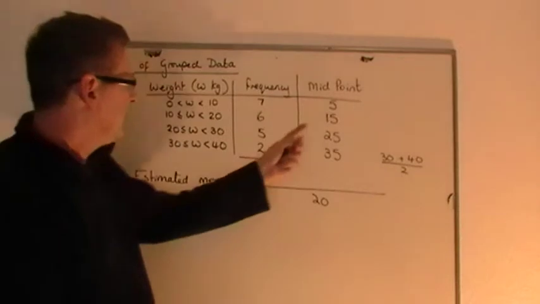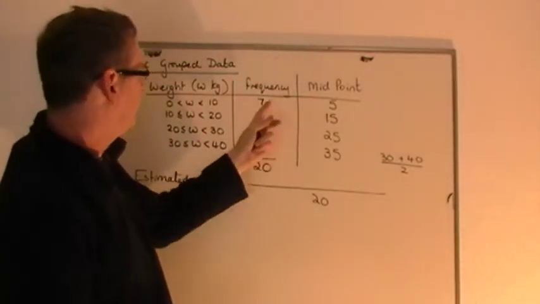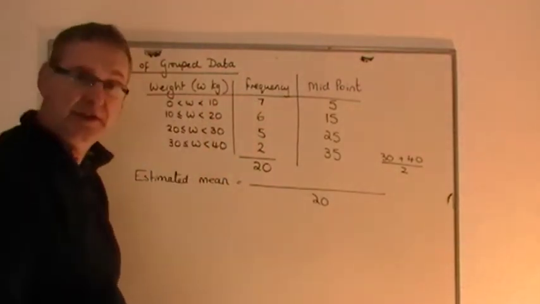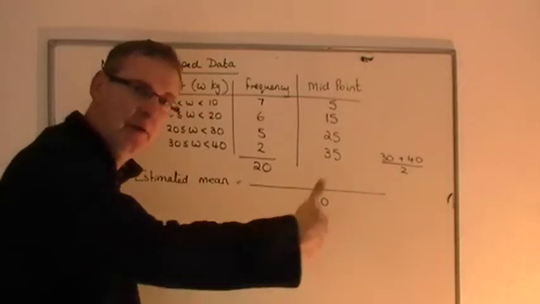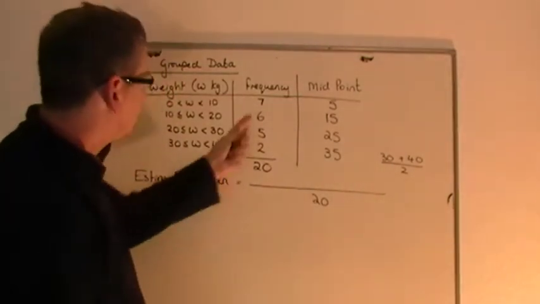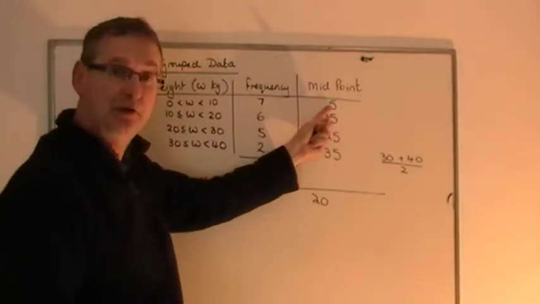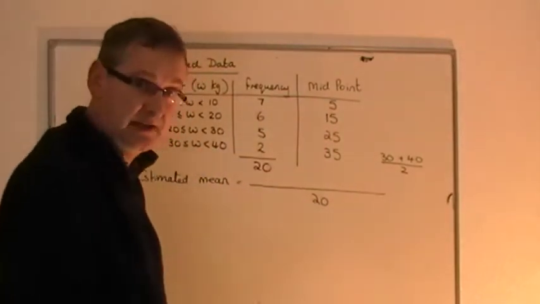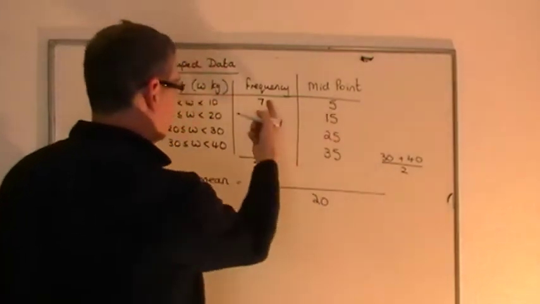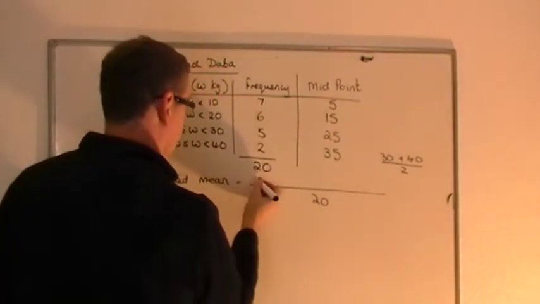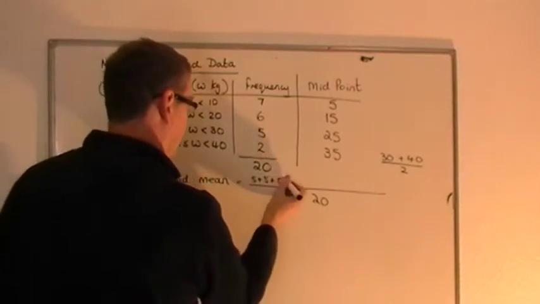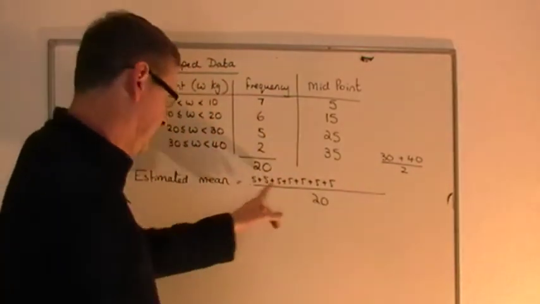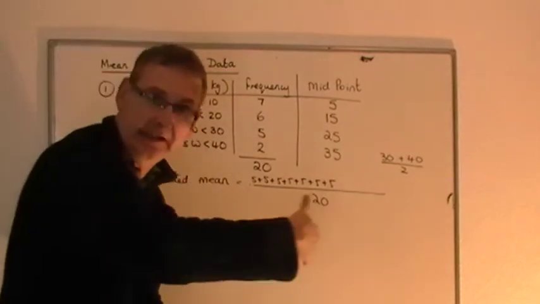Now, what we're going to say is that there are 7 items that are in this first interval. Now, I don't know the individual 7 items, so I can't add up all 7 weights. So what I'm going to say is that there are 7 items, and they're all going to approximately weigh 5 kilograms each. So if I wanted to work out the total weight of all 20 objects, what I could do is 7 items, 5 kilograms each approximately. I could have 5 plus 5 plus 5 plus 5 plus 5 plus 5 plus 5. The first 7 items would be 5 kilograms each, and I'm adding them all up.